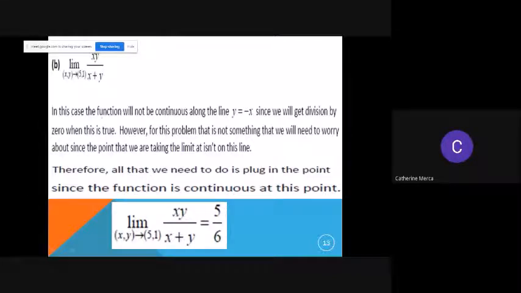Meaning to say, x here is equal to the value 5, so you will have 5 there. And then y there is the value 1. Then in the denominator, you will have x again is 5, and then plus y, which is equal to 1. So you come up with 5 over 6.